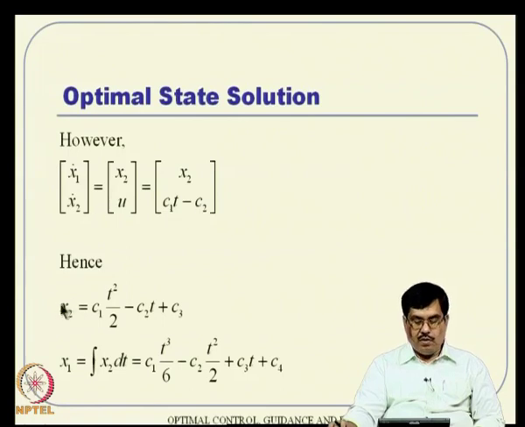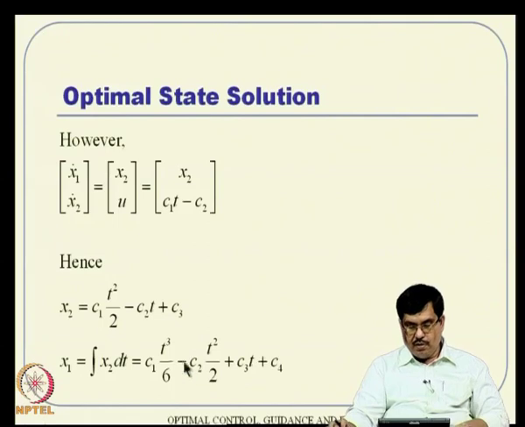Then I can talk about x2 as the integration of that, which is nothing but this kind of thing, okay, C1 t square by 2 minus C2 times t plus C3. But x1 dot is x2 now. So, x1 dot is all that. So, x1 can be integrated again, and I will end up with integrating this one more time, and hence I have it actually. So, x1 of t is like this, and x2 of t is like that.